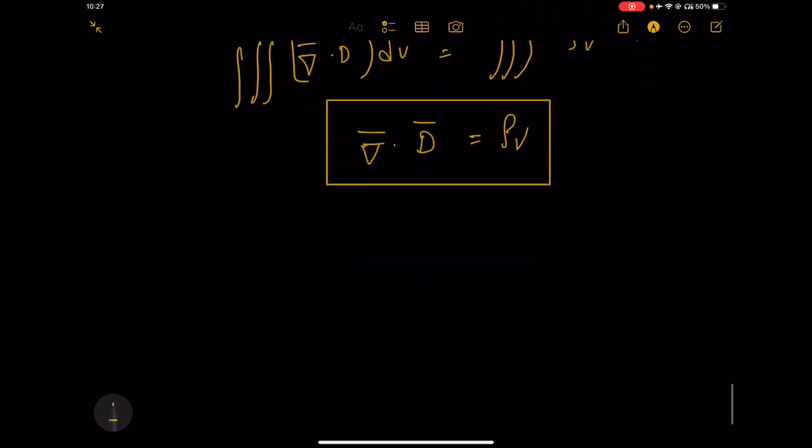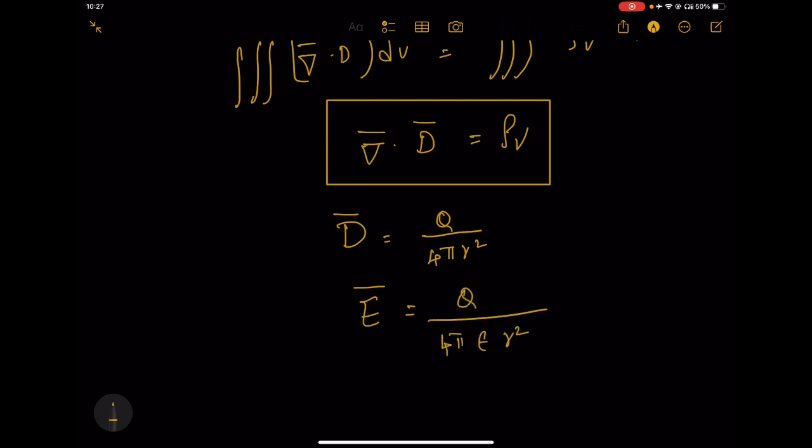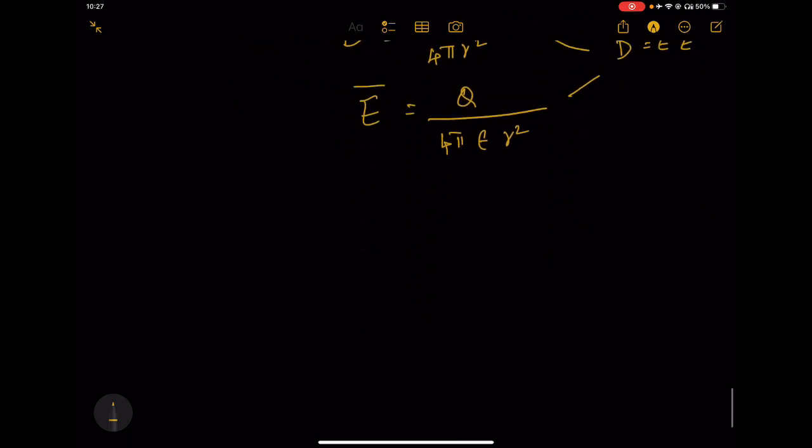Or otherwise you can say D is charge divided by 4 pi r square. So charge will be area, right? You all know that electric field is charge divided by 4 pi epsilon r square. So the relation between these two is D equals epsilon E. So del dot E is rho v by epsilon.